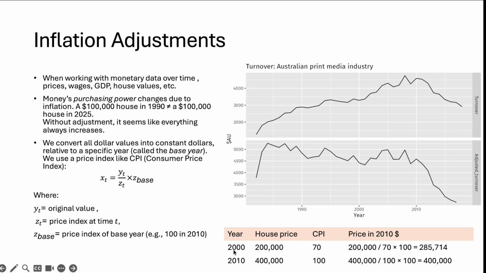So in 2000, the house price was 200,000. The CPI is 70. So when you divide 200,000 by 70 and multiply by 100, what do you get? You get approximately $285,000, about 286,000. So now I can compare both numbers, not the 200 with the 400. So you have to adjust every year based on the base year. So now these have equal value in terms of dollars. These two do not have equal values.